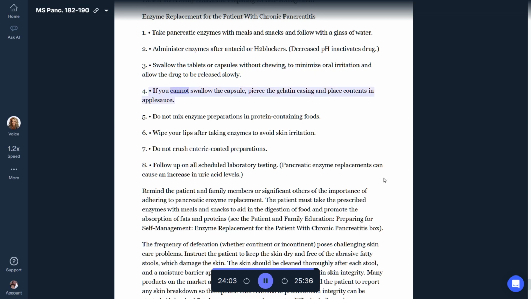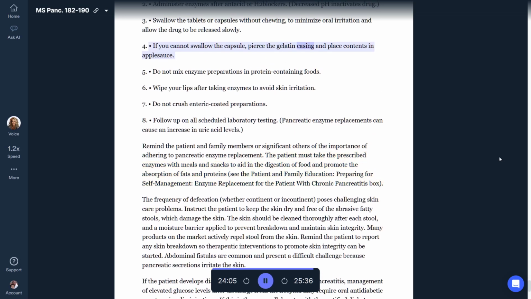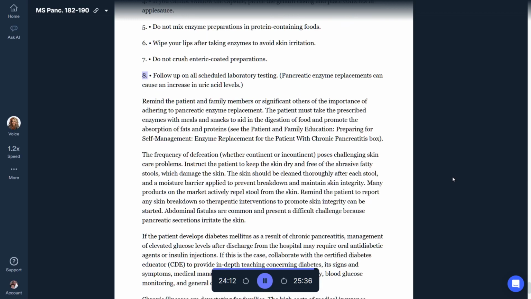4. If you cannot swallow the capsule, pierce the gelatin casing and place the contents in applesauce. 5. Do not mix enzyme preparations in protein-containing foods. 6. Wipe your lips after taking enzymes to avoid skin irritation. 7. Do not crush enteric-coated preparations. 8. Follow up on all scheduled laboratory testing.